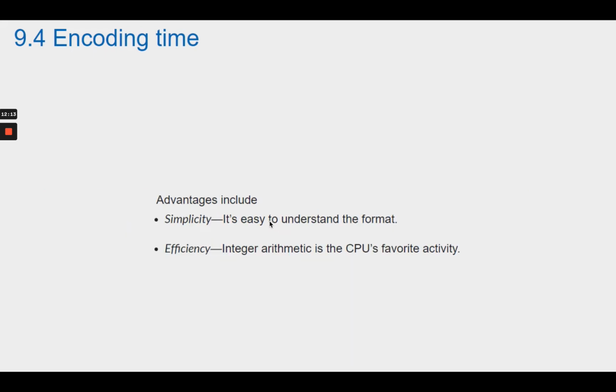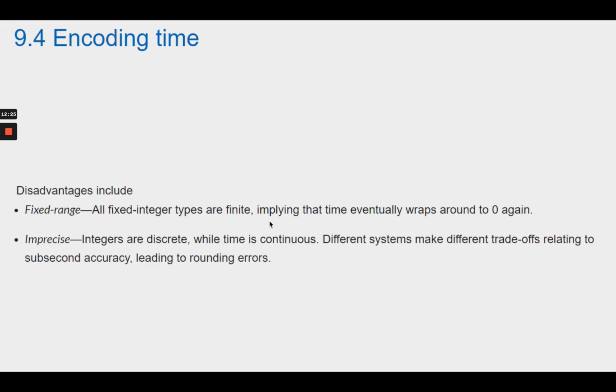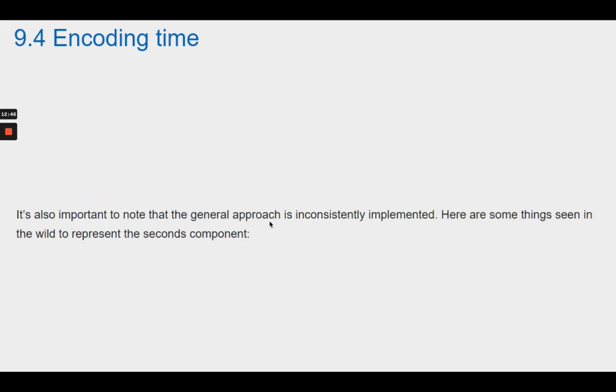Advantages include simplicity. It's easy to understand the format. Efficiency. Integer arithmetic is the CPU's favorite activity. Disadvantages include fixed range. All fixed integer types are finite, implying that time eventually wraps around to 0 again. Imprecise. Integers are discrete, while time is continuous. Different systems make different trade-offs relating to sub-second accuracy, leading to rounding errors.